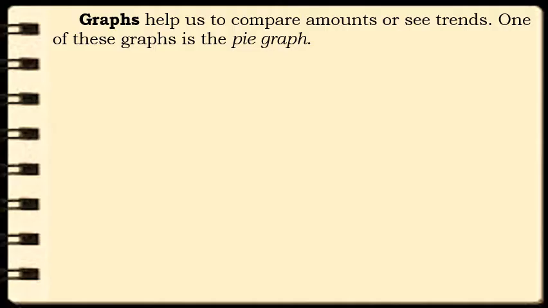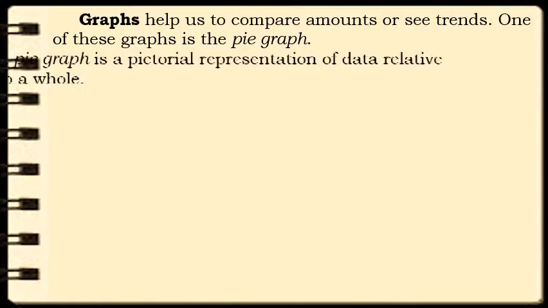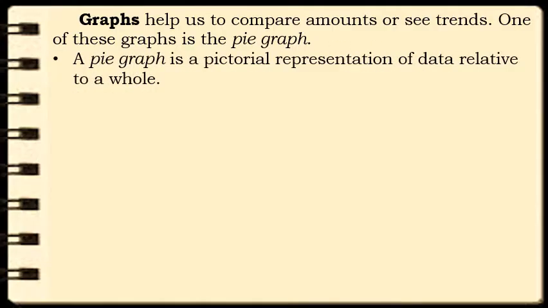Before we proceed to constructing a pie graph, let us first familiarize ourselves with what a pie graph is. Graphs help us to compare amounts or see trends. One of these graphs is the pie graph. A pie graph is a pictorial representation of data relative to a whole. It is pictorial because through the pie graph, we can easily see the relationship of one data to the whole data being presented in the pie graph.